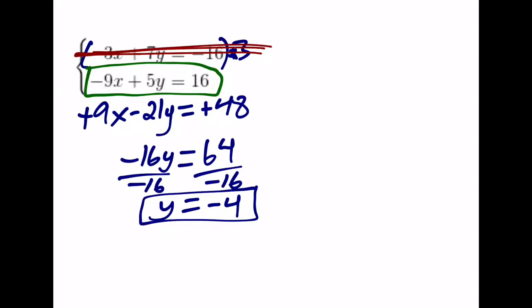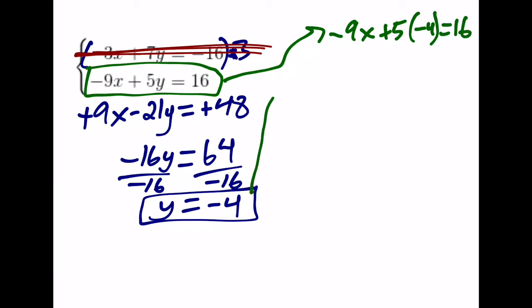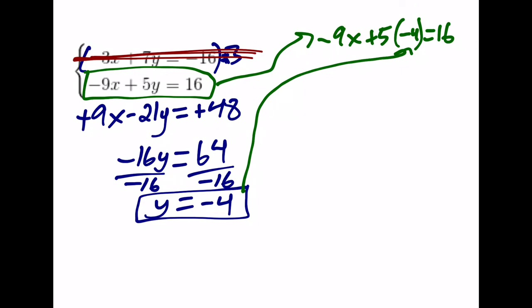I'm going to take one of my original equations then. Negative 9 times x plus 5 times negative 4 is equal to 16. Notice my y value came from here. I know that y is equal to negative 4, so I can replace it. And if I rewrite this equation after the multiplication, it's negative 9x minus 20 is equal to 16.